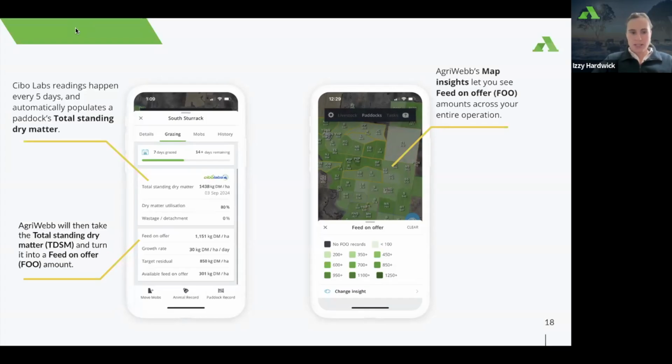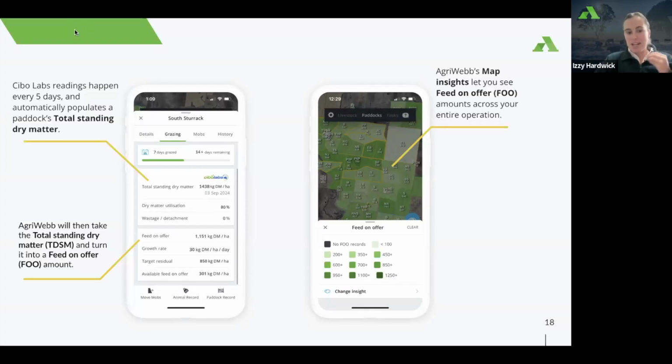So you can see on the right hand side here that the Cibo Labs readings come through every 5 days. So when you're looking at the history of your paddock, that will come up straight at the top. And that Cibo Labs icon there, soon you'll be able to click on it and it will take you straight into that Cibo Labs pasture map. So if you are seeing that the total standing dry matter number just doesn't sit right with what you're seeing on the farm, if you click through there to Cibo Labs, you'll be able to get a more detailed view of your pastures, which might answer a few of your questions in terms of that standing dry matter number that's coming through.